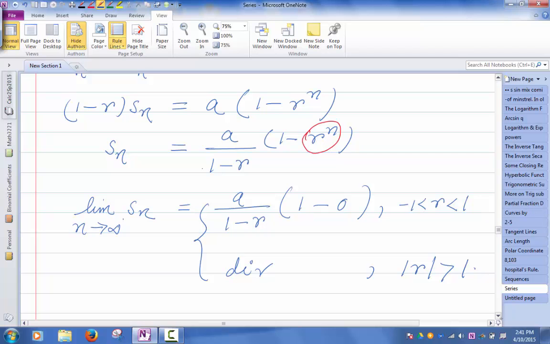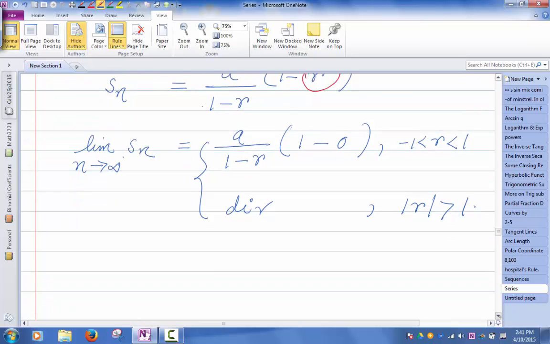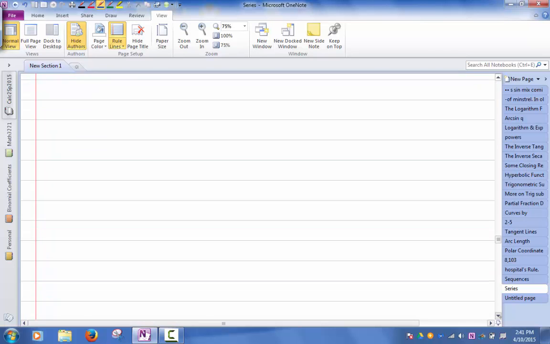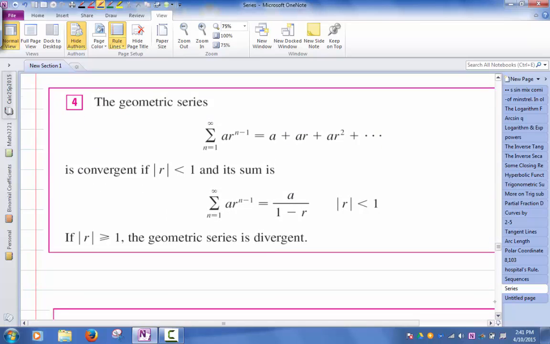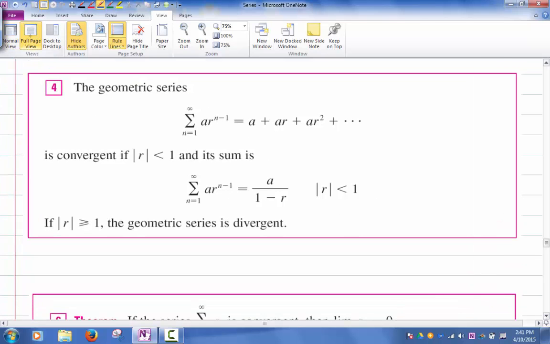So let me recap everything that we did in a table. The geometric series, summation n going from 1 to infinity of ar to the n minus 1, is a plus ar plus ar squared plus dot dot dot, and so on.